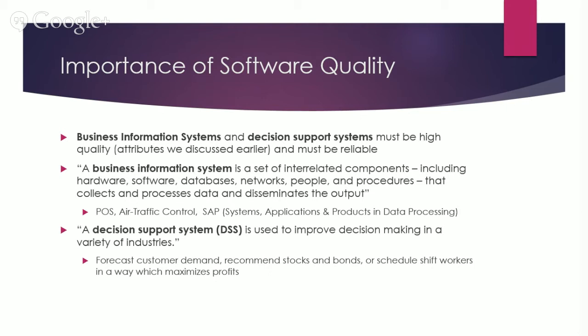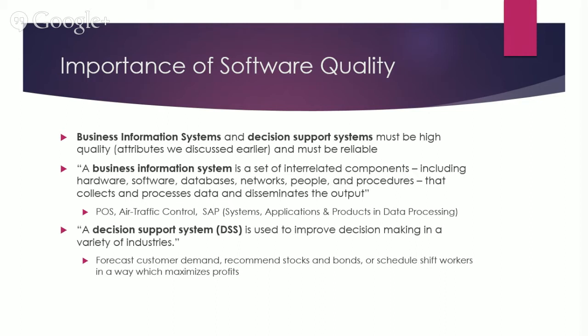We also have decision support systems, which are used to improve decision making in a variety of industries, straight from the book. Some examples would be forecasting customer demand, recommending stocks and bonds, and scheduling shift workers in a way which maximizes profits. I would go to the software application and it would say, hey, you should invest in this stock because we have these crazy algorithms that predict it's going to increase, and you're going to make tons of money. That's a really cool idea for software.